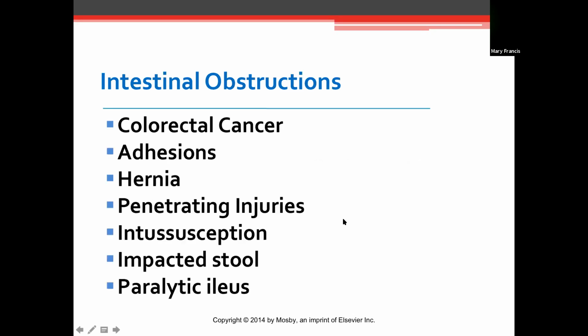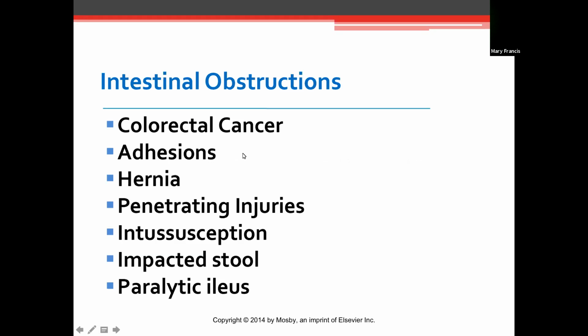Intestinal obstructions can be due to colorectal cancer. As you studied, colon cancer is one of the number one concerns in America, related a lot to our diet and people just not having the workup that they should. Other causes are adhesions. Adhesions are due to perhaps previous surgery, and then there's been unusual cell growth, and the cell growth has blocked the abdomen.